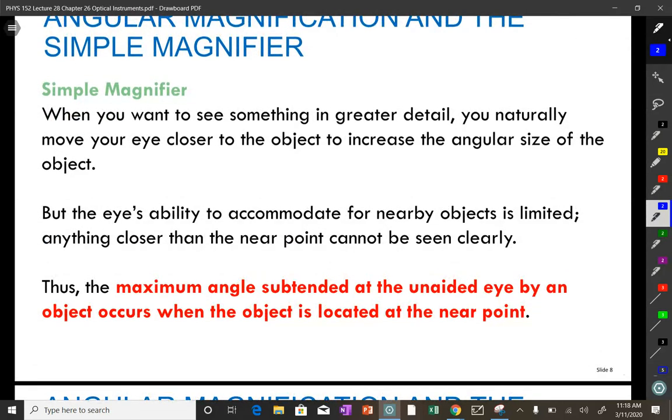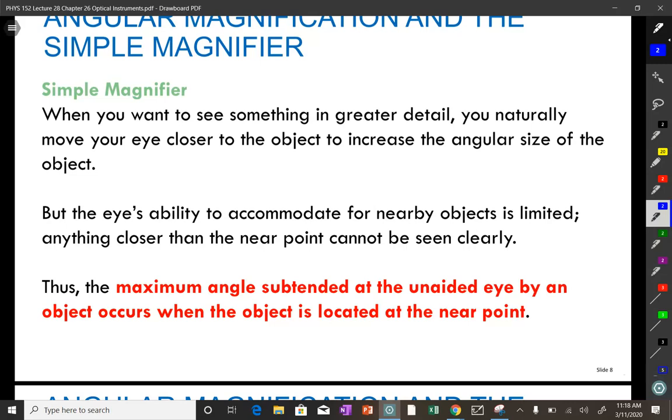So the maximum angle that you can get without anything special is what we're going to use for the unaided angle. I use the example of taking the pin at arm's length and bringing it up here. We're going to take for our theta unaided the angle it makes at the closest distance where it's in focus.